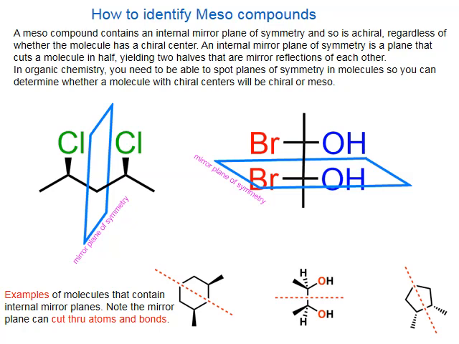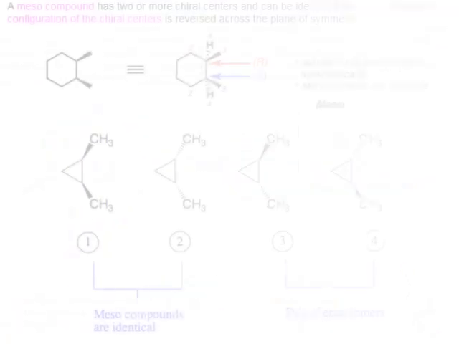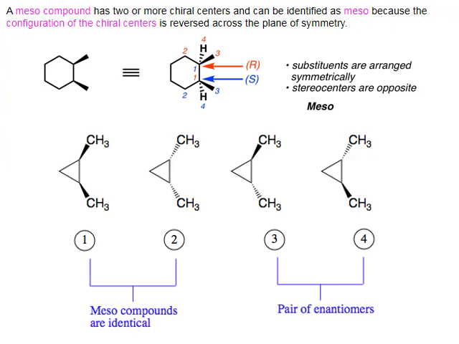You need to be able to spot planes of symmetry in molecules so you can determine whether a molecule with chiral centers will be chiral or meso. A meso compound has two or more chiral centers and can be identified as meso because the configuration of the chiral centers is reversed across the plane of symmetry. It is easier to see the pattern in dimethylcyclopentane. Structures 1 and 2 are the same molecular structure. There is a mirror plane of symmetry halfway between the two methyl groups. Structures 3 and 4 are enantiomers, because reversing the configuration of the two chiral centers results in two structures that are the non-superimposable mirror images of each other.